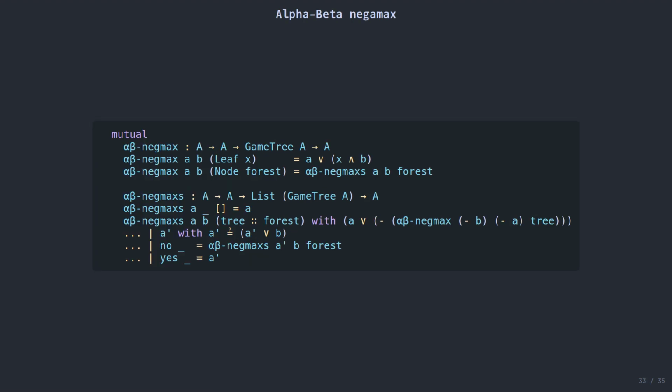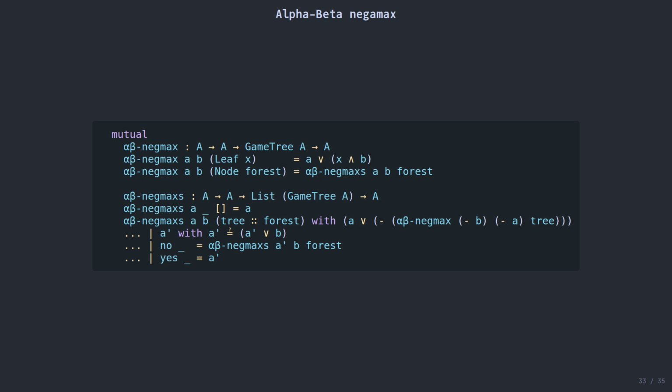Now we come to the alpha-beta definition. For negamax, this pair of mutually recursive functions implements alpha-beta pruning for a negamax evaluator parameterized by a window alpha and beta. At a leaf, we simply clamp the value to the interval between A and B. This mirrors the idea that anything below alpha or above beta cannot influence the final choice.